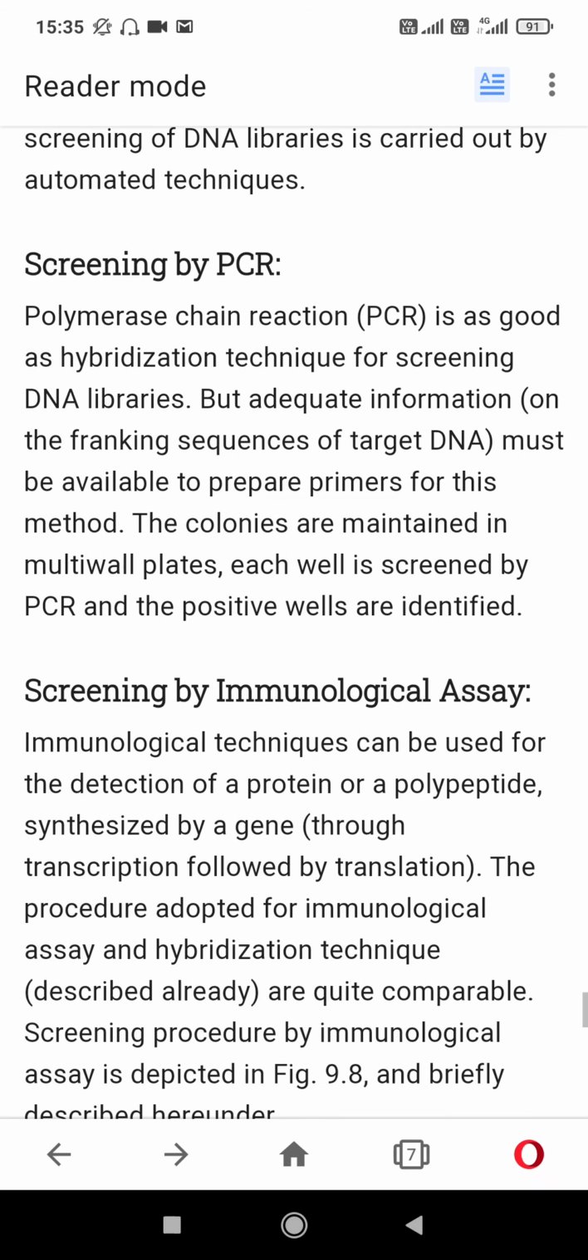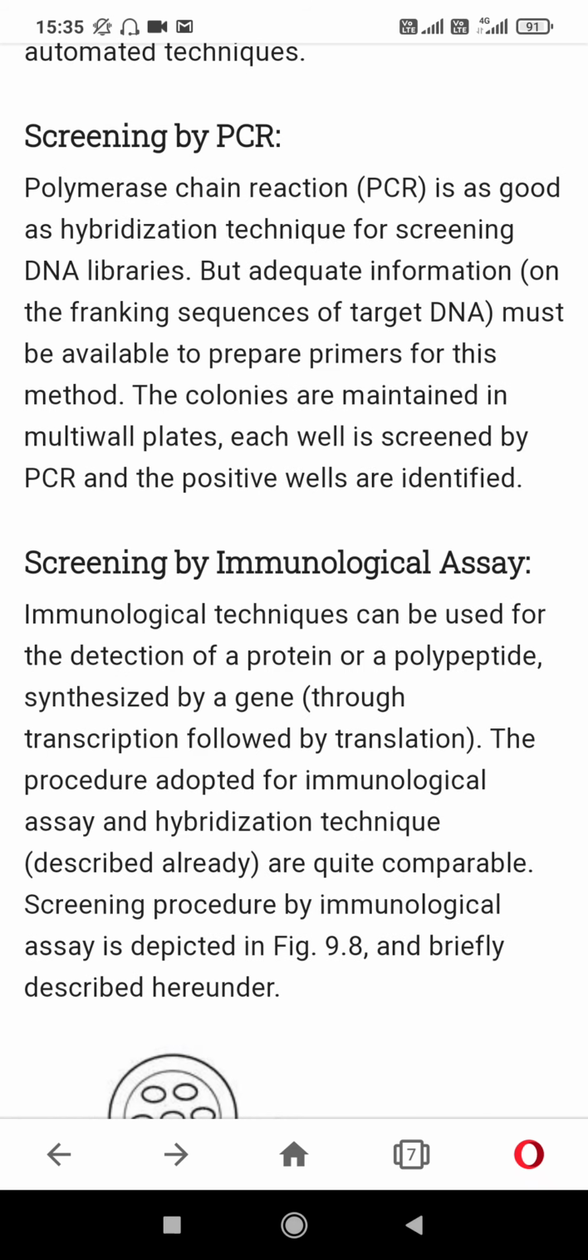So PCR can also be employed for screening purposes, but for that we need some information regarding the flanking region of your target DNA. With the help of this flanking region sequence we can prepare primers, and those primers will be tagged with a radioactive substance or bound to a chromogenic substrate which will give colored products.